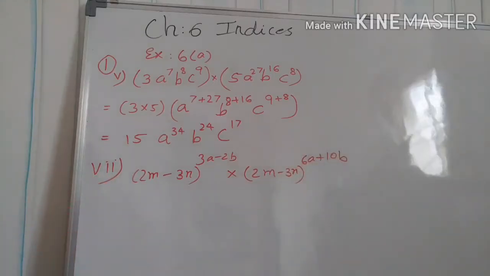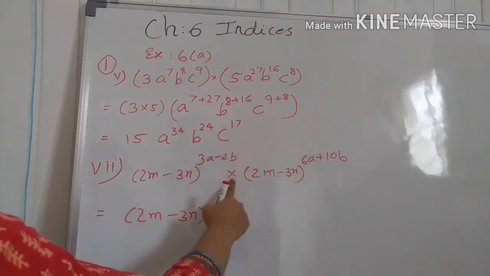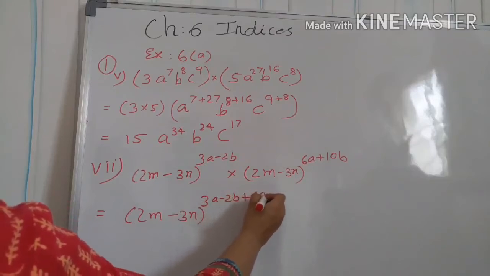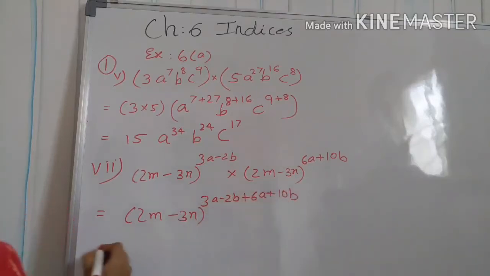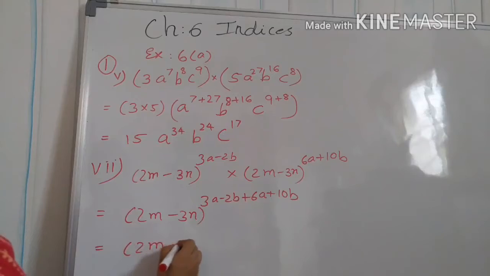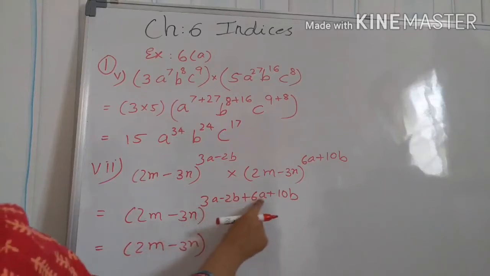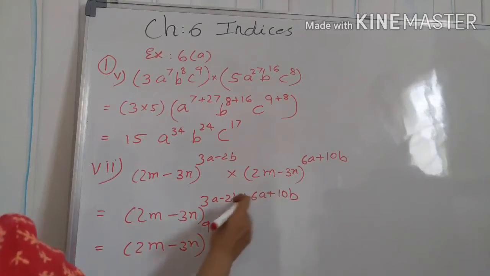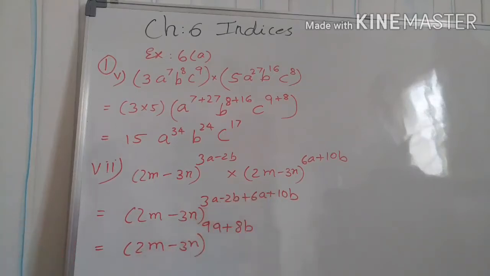This is the question given in your textbook, number 7. Now we'll solve it by base is same, so base I can write as it is. Now adding power, because there is multiply sign in between, so I am adding powers here like this. You can see base same and we take the like terms together, 6 plus 3, 9a, and plus 10 minus 2, 8b. So this is what your answer number 7.